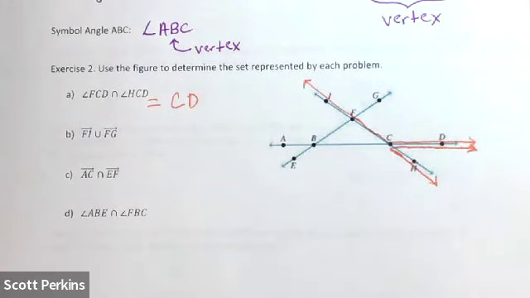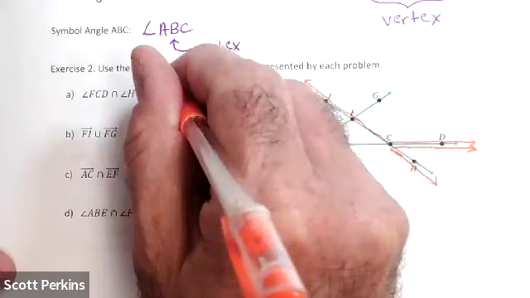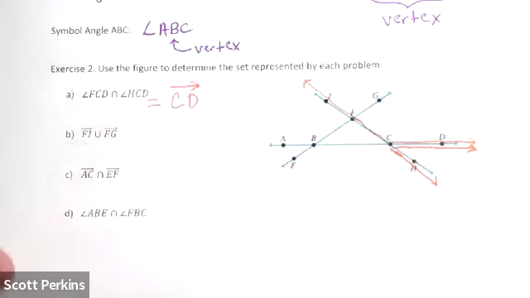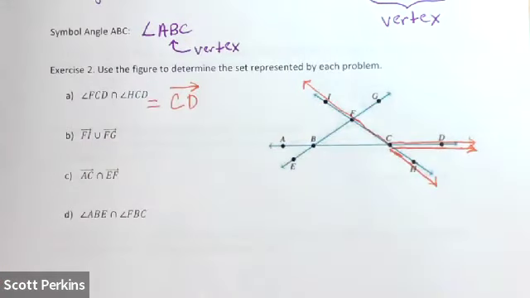So what do I have? I kind of just gave it away. What is the resulting figure called? A ray. Yes, it's the ray that starts at C and goes in the direction of D.